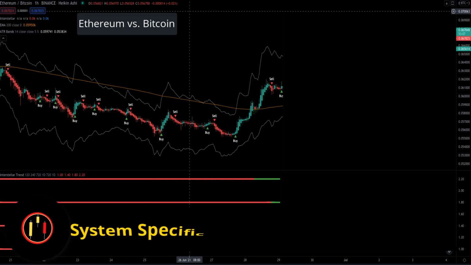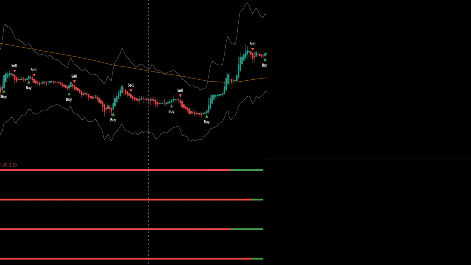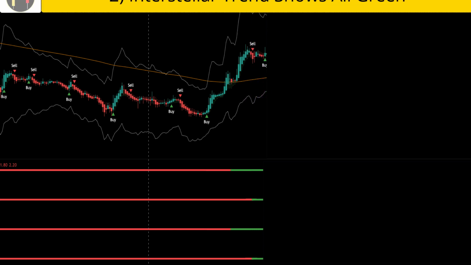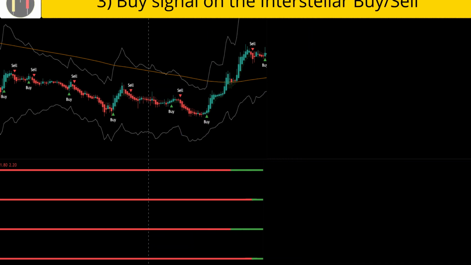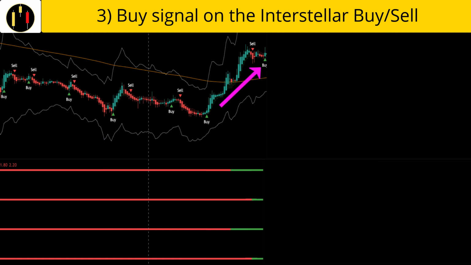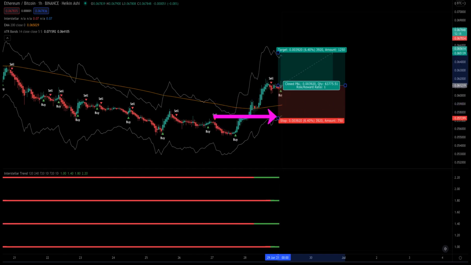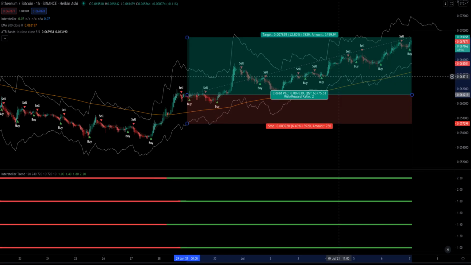This chart is Ethereum versus Bitcoin 1-hour Heikin Ashi candles. The rules to enter a long on the Interstellar system are: price is above the 200 EMA. Second, the Interstellar Trend indicator shows all green. Third, we get a buy signal on the Interstellar Buy-Sell indicator. This is our trigger. We place our stop at 5 times the ATR, which is this white band here, and target 1-to-1 for the first half of our position. When 1-to-1 is hit, we move our stop to break even and let the rest go to 2-to-1, and this one hits target 2. And now we flip to shorts.